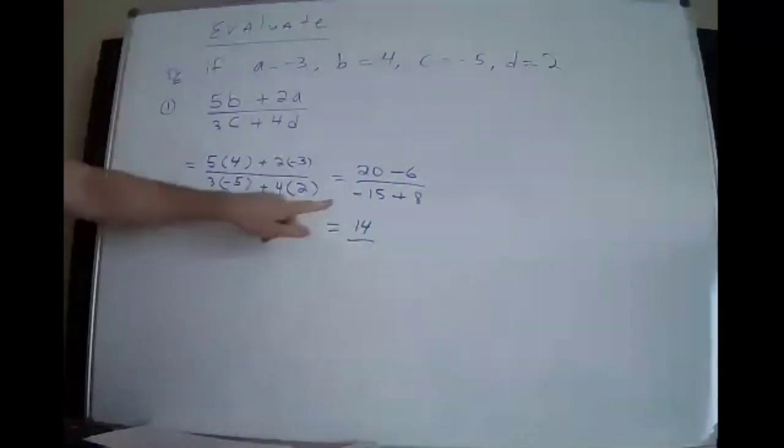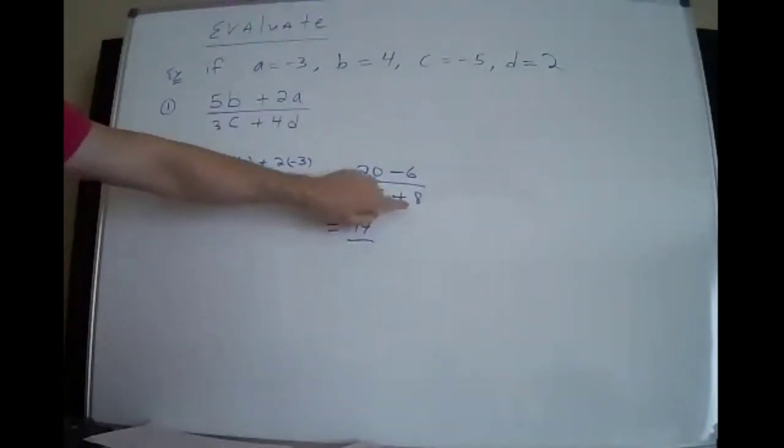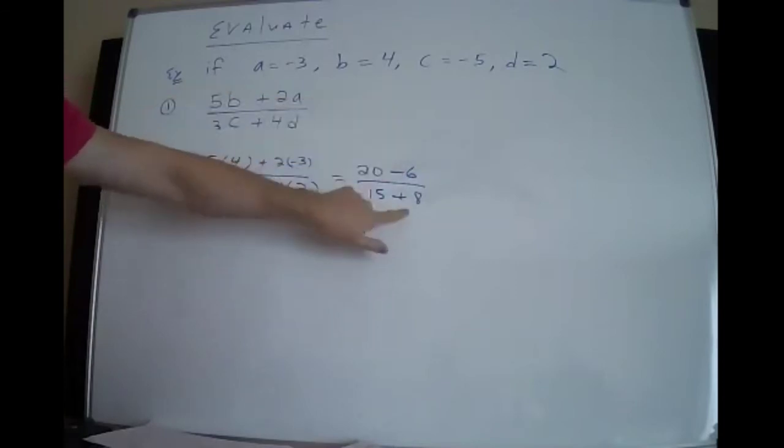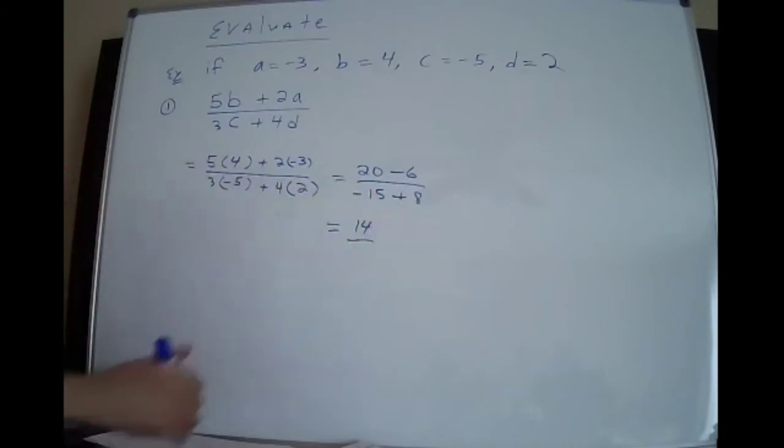Now, what do you get on the bottom? Let's see. You have -15. You owe me $15, and then you pay me 8. I have to find the difference of these. So the difference is going to be 7, right? Because 8 plus 7 is 15. So if you owe me 15 and you pay me 8, you still owe me $7.